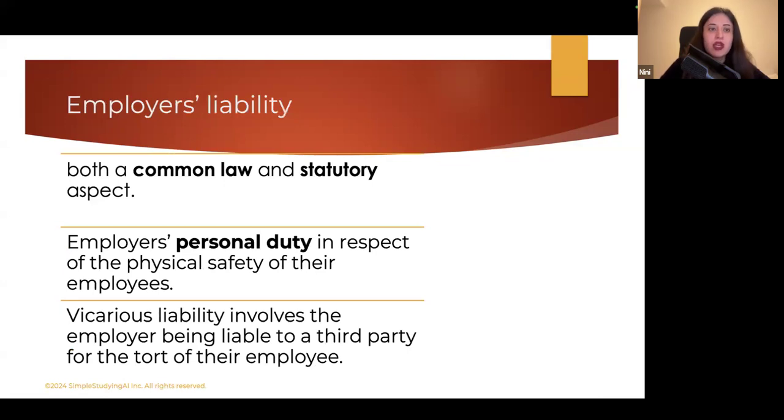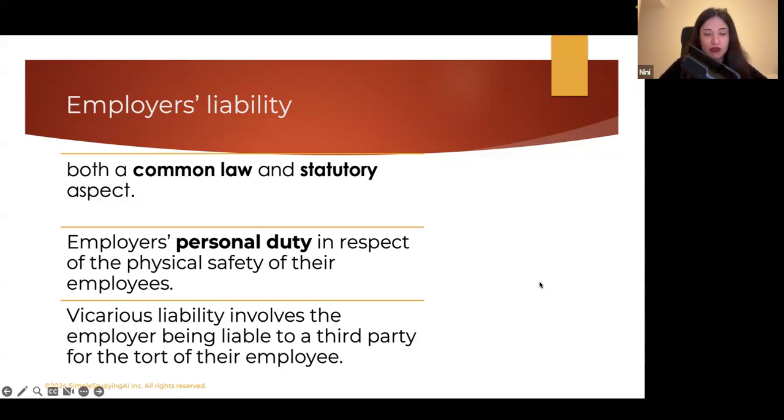Employer's liability. It has both common law and statutory aspects. So there is a statute that you may have to apply, but there is also a lot of case law that you need to know about this topic. Employers' personal duty in respect of the physical safety of their employees. All employers have a duty of care towards their employees to make sure that the space where employees work is safe.